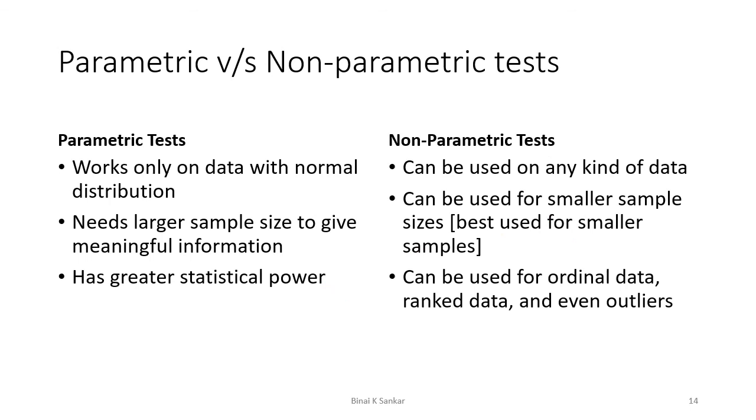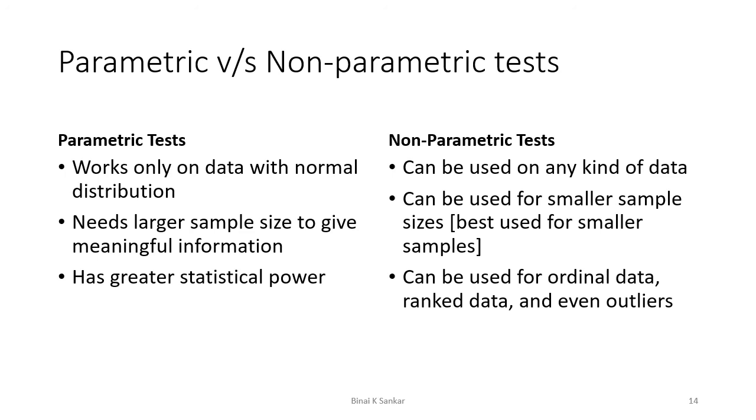We'll be talking about parametric and non-parametric tests in the next video, but just before we go in, there are two basic types of tests: the parametric test and the non-parametric test. A parametric test is done on larger samples and has higher statistical power, and generally all your clinical trials and major research works use parametric tests. But one of the biggest problems with parametric tests is that they work only on data with normal distribution.